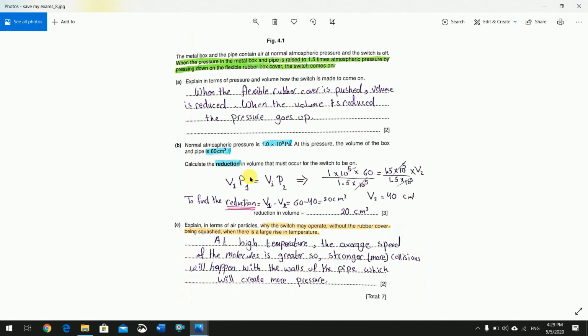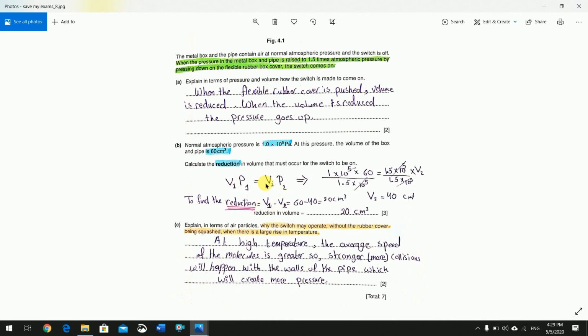Now, we want the reduction in volume that must occur for the switch to be on. We don't want the second volume, we want the change, the reduction. So in order to get that, we have to subtract. But I don't have the second volume, so I have to get it first. Here first, we get the second volume, the volume after pressing the button, and then we find the reduction by subtraction.